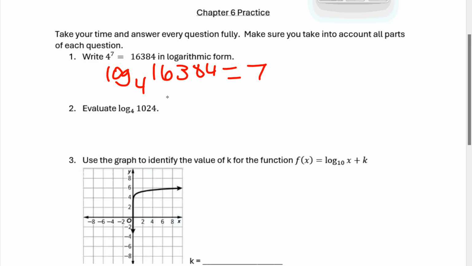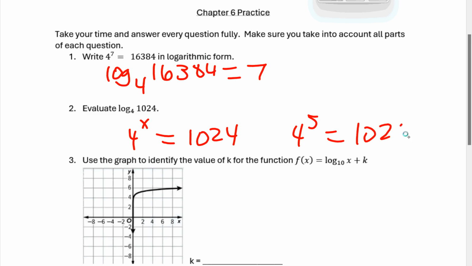So the next one isn't a log. I basically want to write it as an exponent. So 4 raised to what? That's what the log is saying. 4 raised to what is 1024? So I just figure out 4 times itself how many times to get to 1024, right? So I take 4, just keep on multiplying 4 by itself until you get to 1024, right? So take 4 times itself 5 different times, and you will get 1024. So that means my x equals 5, or this equals 5.